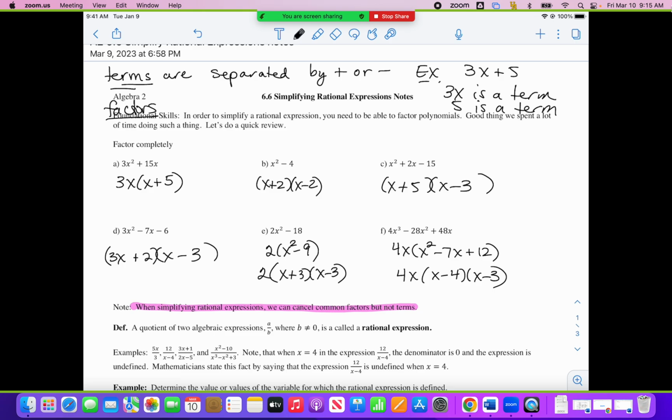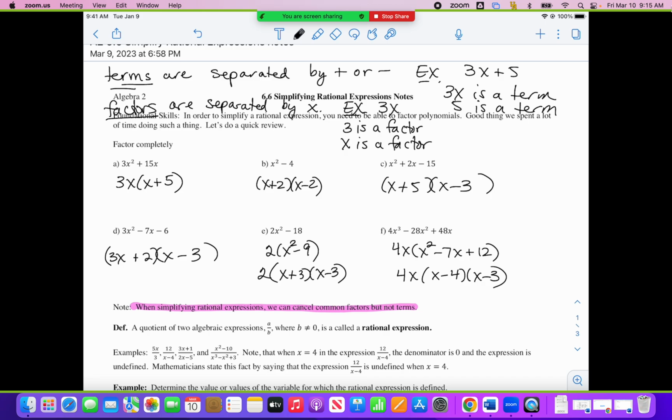Factors are separated by multiplication. So if I have 3x, 3 is a factor, x is a factor. Okay, this is foundational. If you don't understand factors and terms, this will be a disaster unit. So I've got to make sure that you understand this. Again, factors are separated by multiplication. So if I have 3x, 3 is a factor and x is a factor.